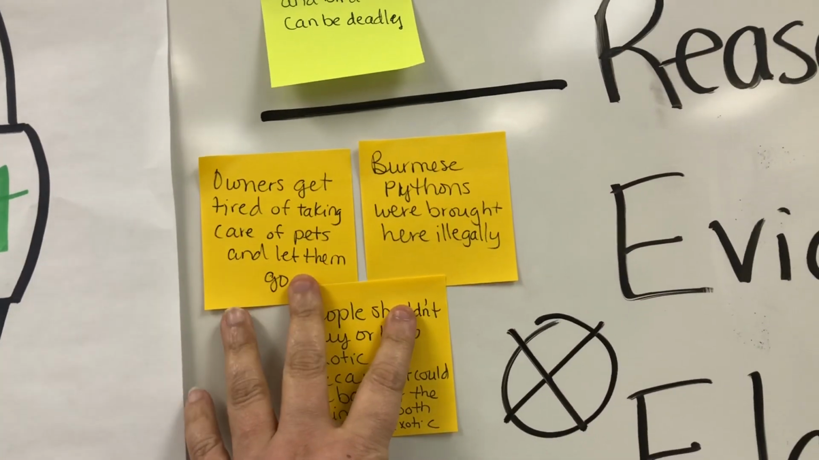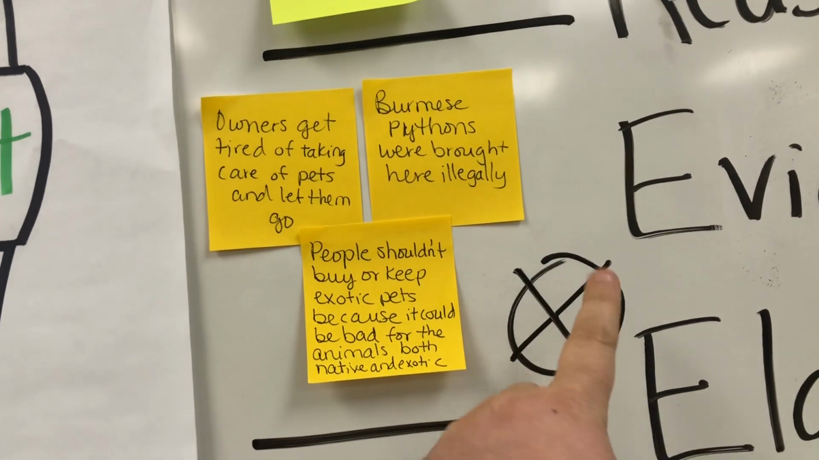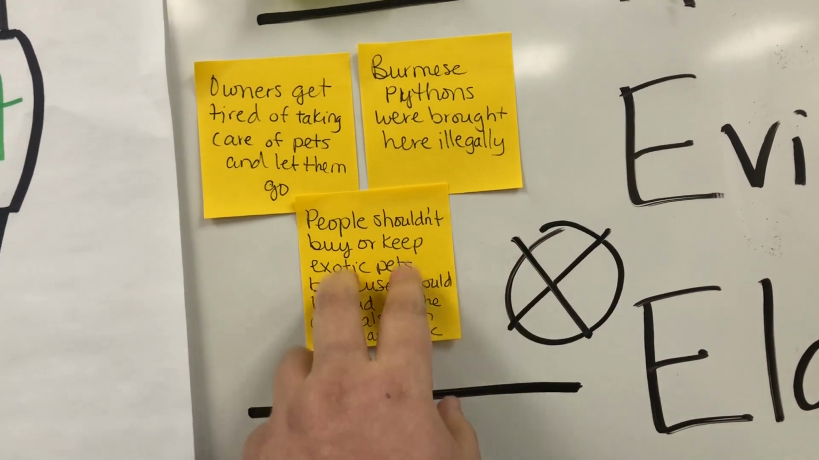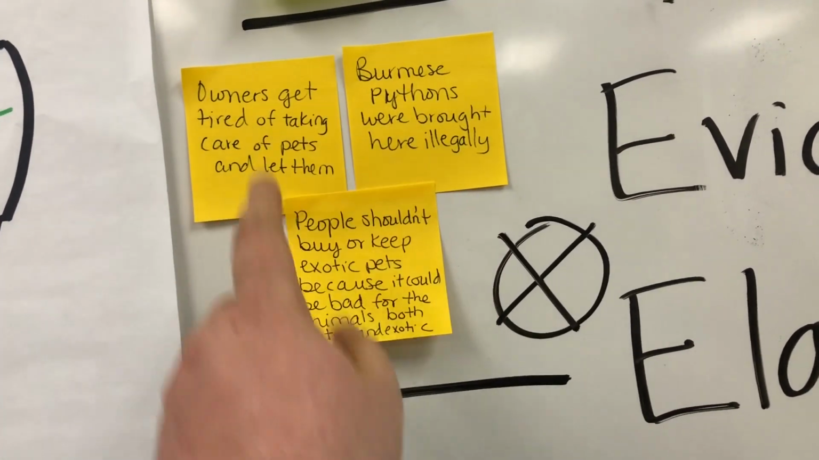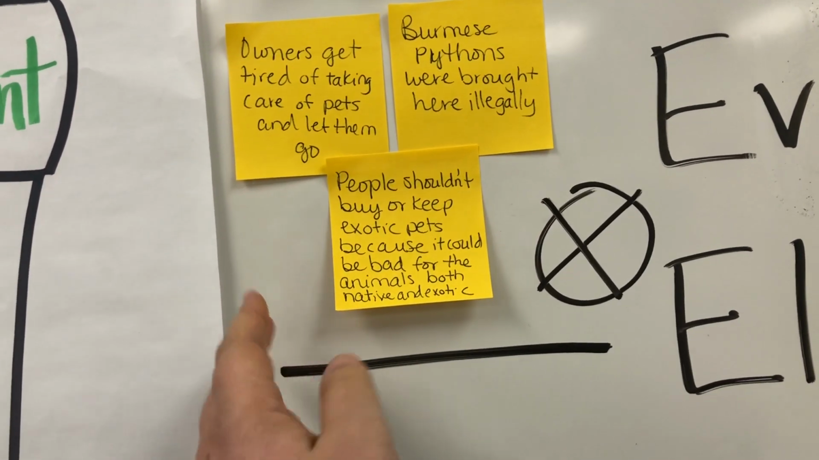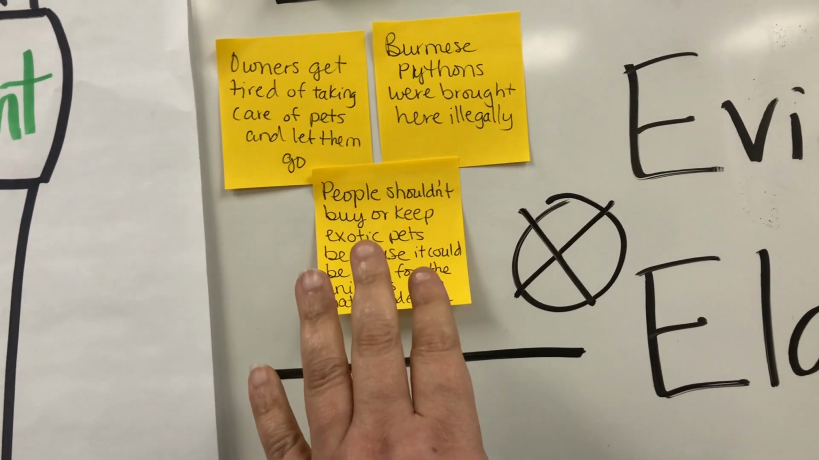Then this actually showed issues with pet owners, but we discovered that it does not answer the topic, which is how are invasive species causing problems. This is showing how they become invasive species, but not how they cause problems. So we decided to not really use this evidence as of now.